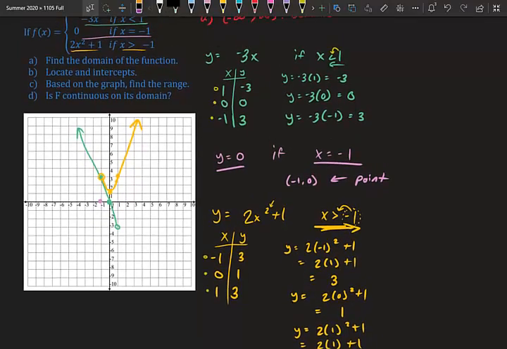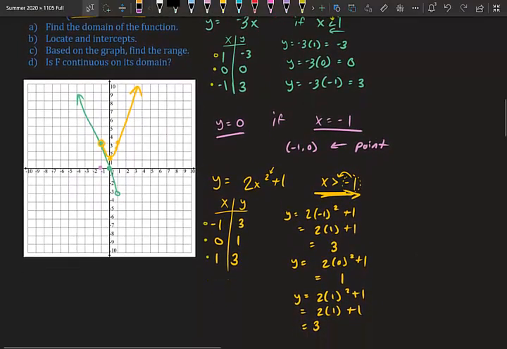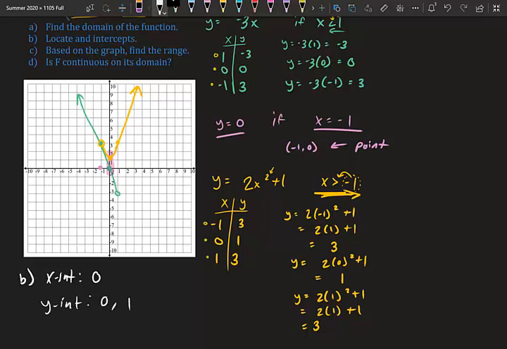All right, let's locate any intercepts. Remember, that's where it crosses or touches. So we always look at the graph and see if we have those points, and we do. We have 0, 0, and then we have that point right there at 0, 1. So we have an x-intercept at 0, then we have a y-intercept at 0 and 1. Because remember, if it's 0, 0, that means it's both. It shares.